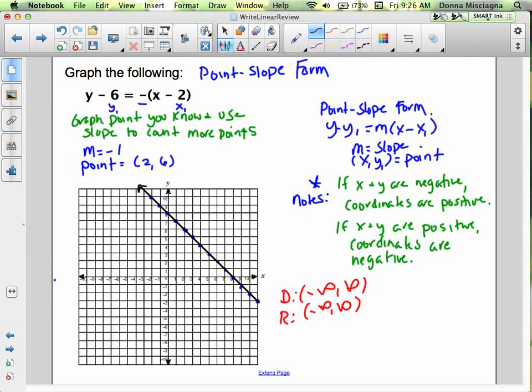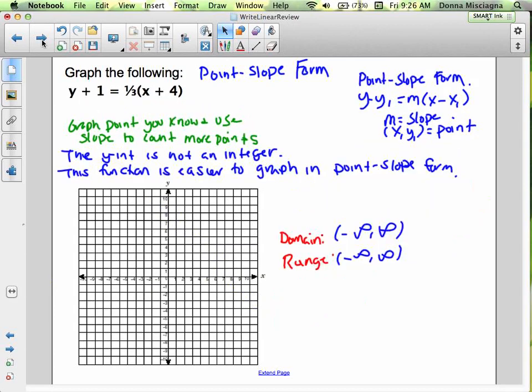And there we go. Put arrows because it's going to keep on continuing in both directions. Our domain and range are all real numbers, or negative infinity to infinity. Right? And that's all there is to graphing this one. Right? You just identify your point and your slope, graph the point, and then use your slope to get more points. Nothing to it. Right? And if you have any questions, I can help you, and we can graph more in any of the formats in class.